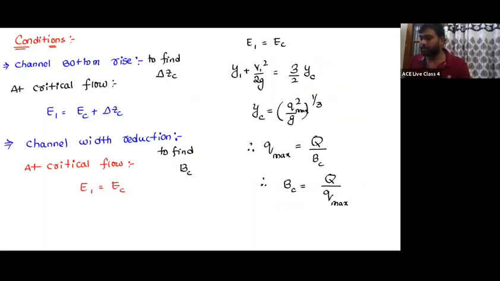So yesterday we discussed up to these conditions: the channel width reduction and channel bottom rise, and you know that out of those, which one is going to be the important one? Apart from that, you know that channel bottom rise and channel width reduction are both similar to each other, and they are the ones which are going to have the choked conditions. Now let's see the remaining questions.